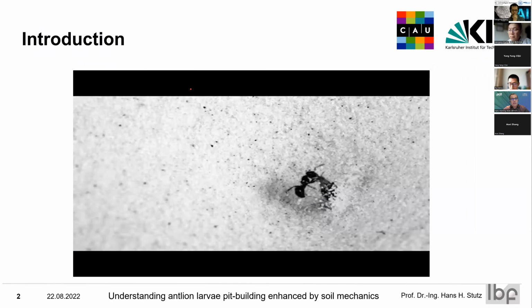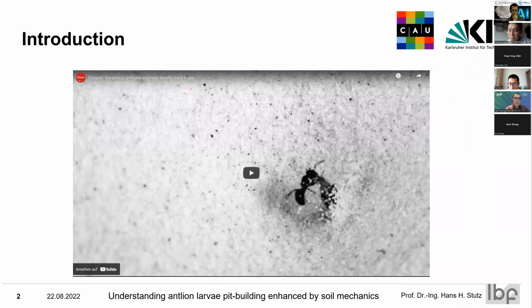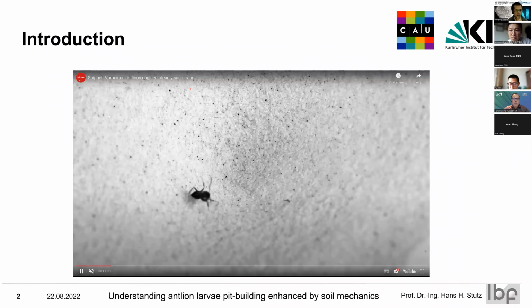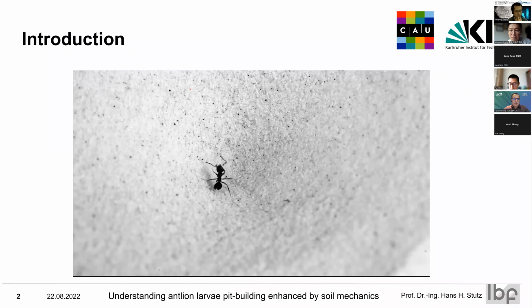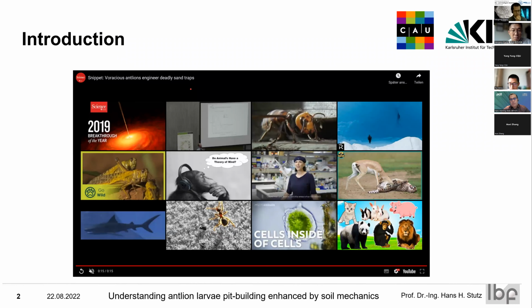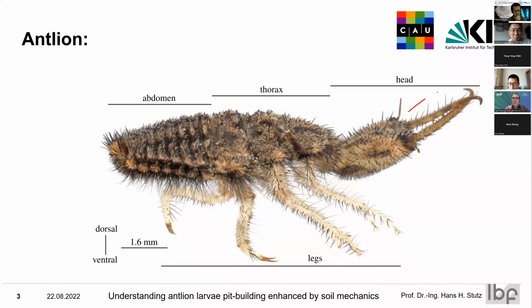So what is this antlion? I brought you small videos. You see that there's an ant which falls down a slope, basically. You can see that there's something ambushing out of the sand. And this animal, which is there, is this antlion. And what you have seen coming out of the sand, basically, is this part.